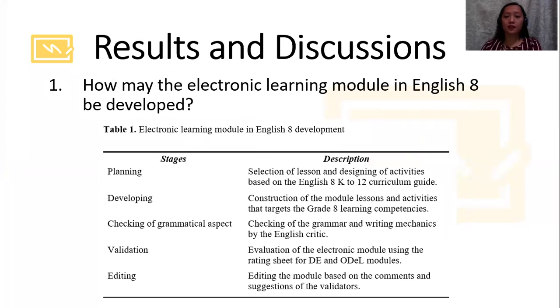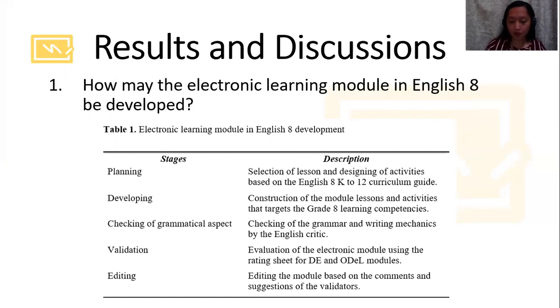For the results and discussion, to answer the first question, how may the electronic learning module in English 8 be developed? Table 1 shows the stages or the processes undertaken by the researcher. First, we have planning. Second, developing, checking of grammatical aspects, validation, and editing. The development of the electronic module follows the IPO model, wherein input pertains to conceptualization, the process deals with the development proper, and the output signifies the product of the study.